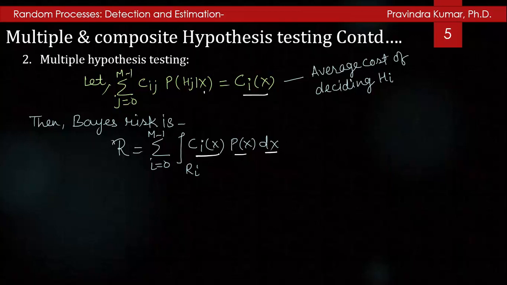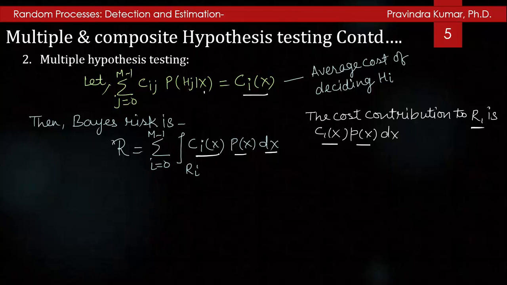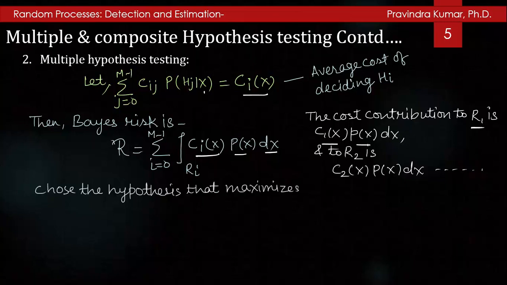And as each x must be assigned to one and only one of the decision regions Ri, the cost contribution to R1 is C1(x) P(x) dx, and the cost contribution to R2 is C2(x) P(x) dx, and so on. So we should choose the hypothesis that minimizes Ci(x). Ci(x) means here the summation over j from 0 to M minus 1 of Cij and the conditional probability of Hj given x.